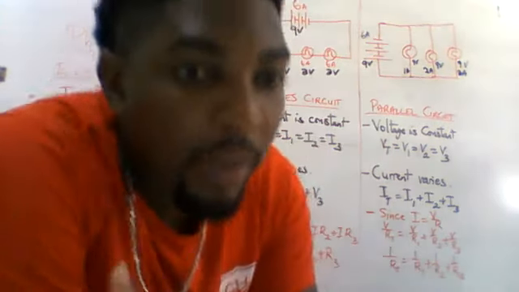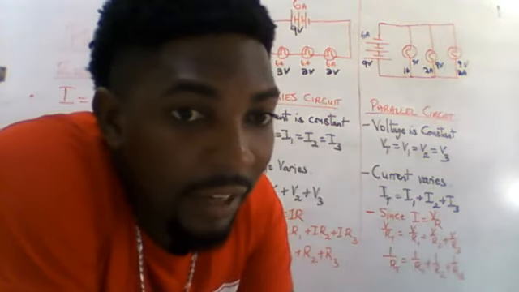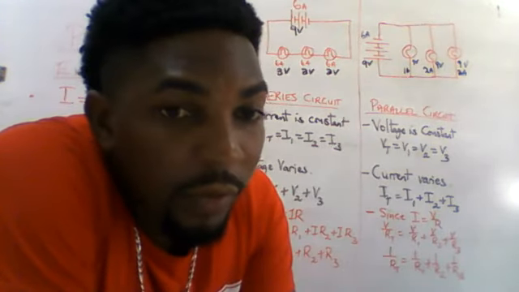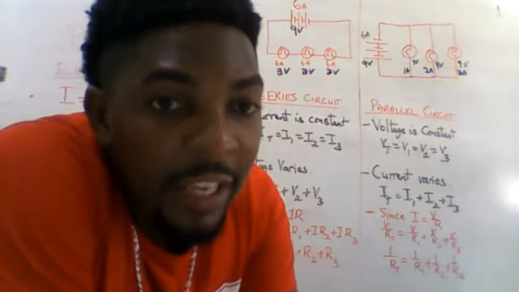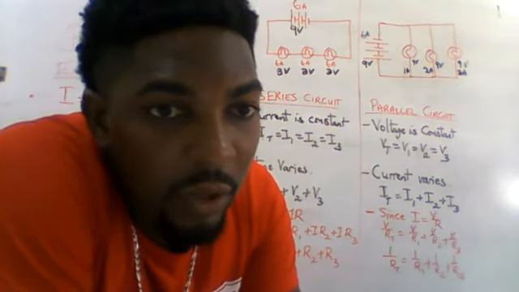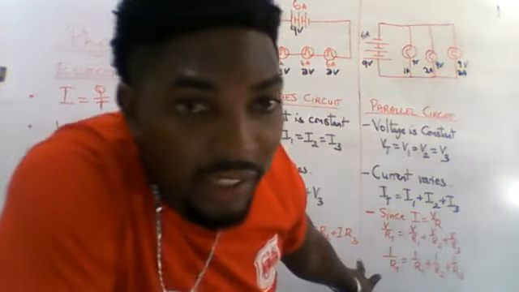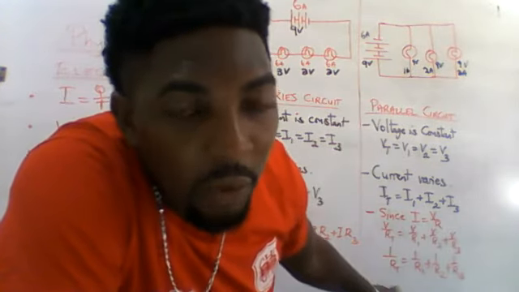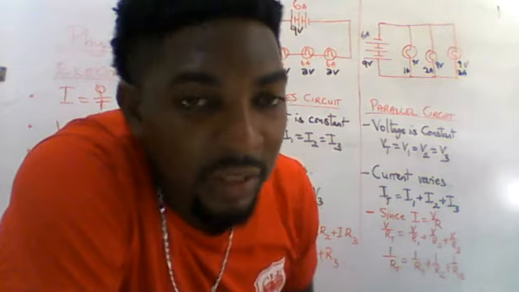So I recommend that you add them as they are there. When you finish adding all those fractions, then you can invert the fraction to find the total resistance, right? Because this formula gives you 1 over RT, but what we want to find is just RT. Okay?